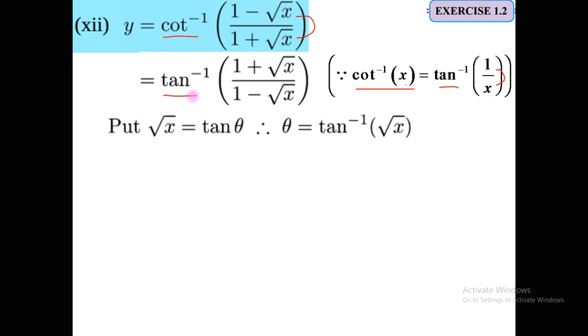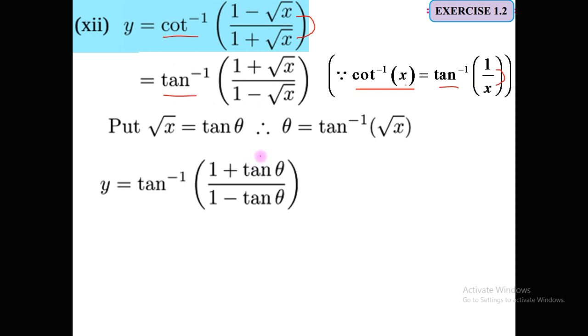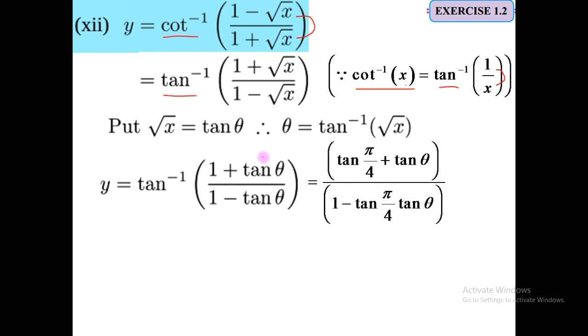After that, put root of x is equal to tan theta. So theta is equal to tan inverse of root x. Now this is a different form. It is not a square. If it would have been 1 minus tan square theta upon 1 plus tan square theta, I would have got cos of 2 theta. But it is a different form. There is a plus over here and minus over here, and also there are no squares. So I need to use this part.